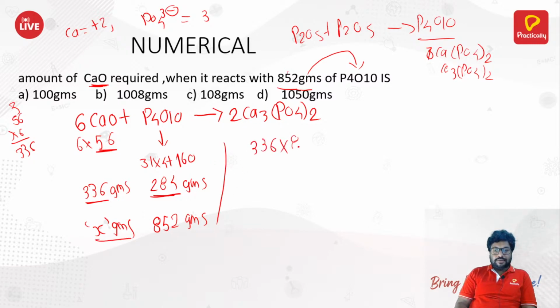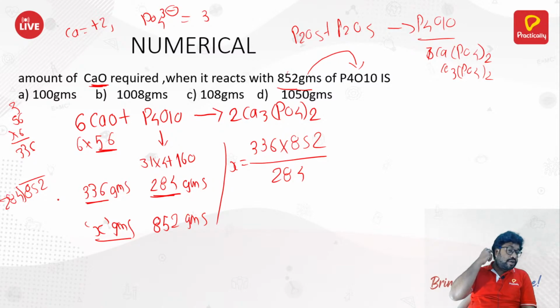336 into 852 divided by 284 is equal to x. Now 852 divided by 284, we don't know how much it is, but it seems like 28 threes are 840. So it must be going somewhere close to it. We don't know. Let's try if it is multiplied by 3 or not.